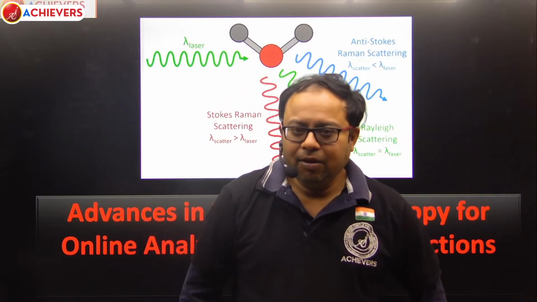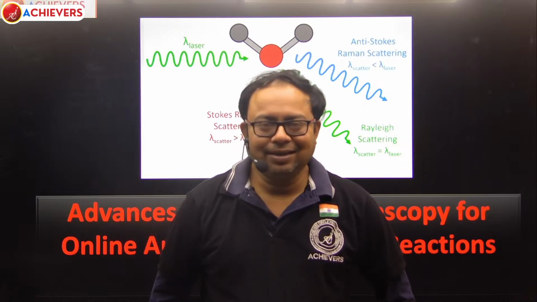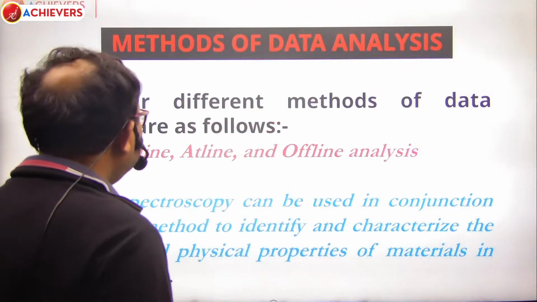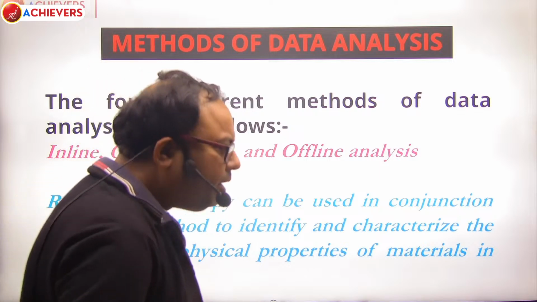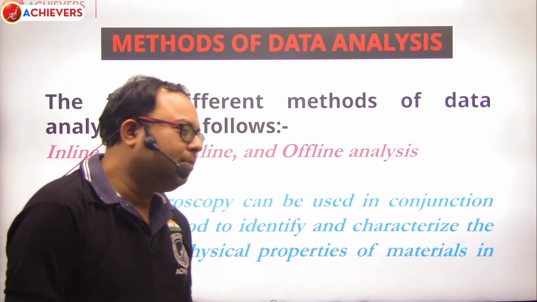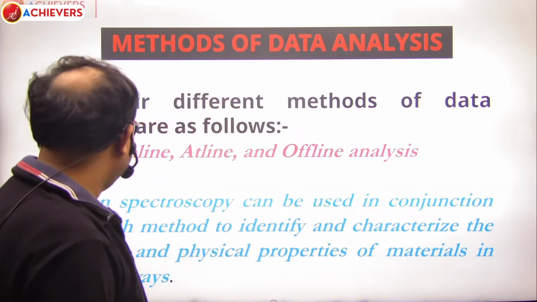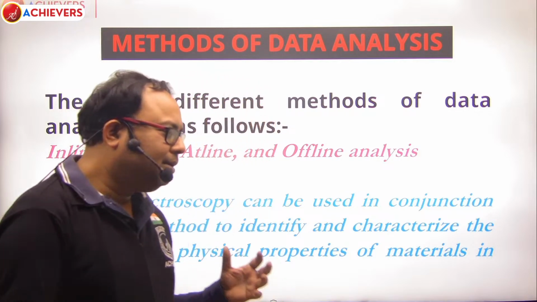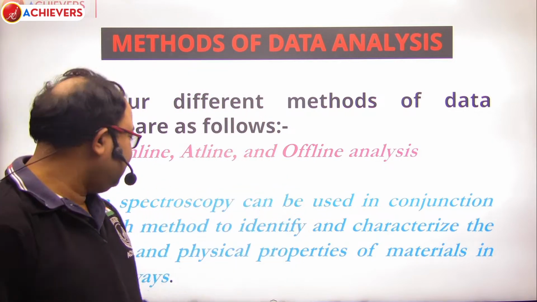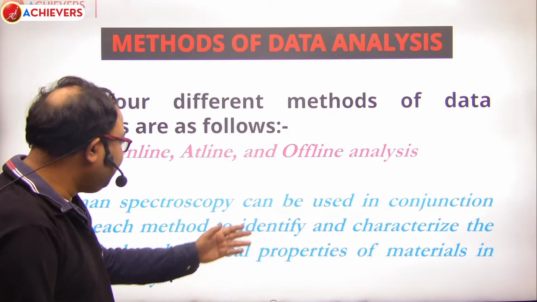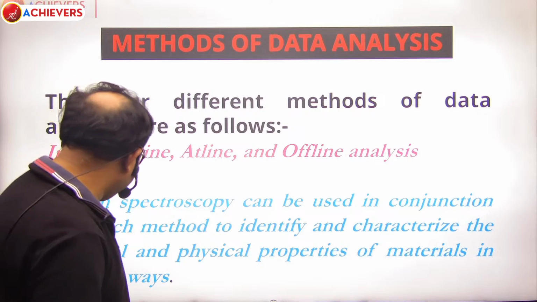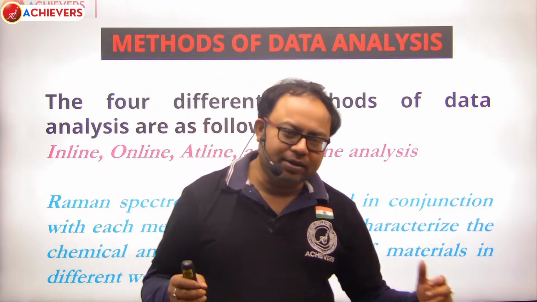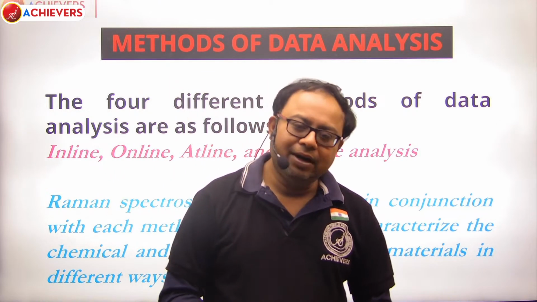In this video, we will be talking about data analysis in context to Raman spectroscopy. So, when we are talking about data analysis in context to Raman spectroscopy, there are four methods: inline, online, at-line and offline analysis. Okay, and Raman spectroscopy can be used in conjunction with each method to identify and characterize the chemical and physical properties of the materials in different ways. So you can use Raman spectroscopy in association with all these four methods of data analysis. Okay.